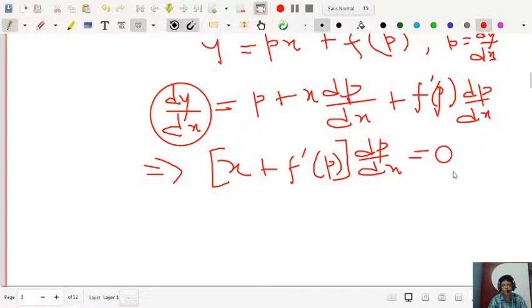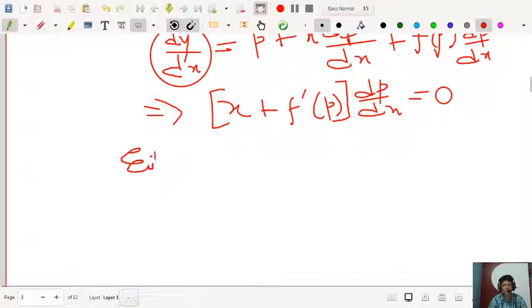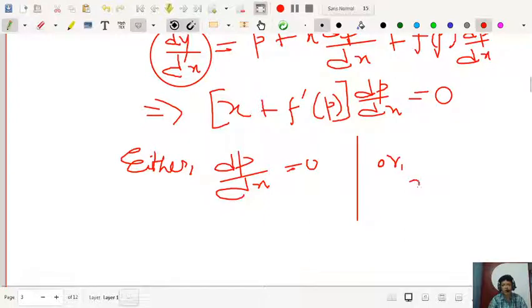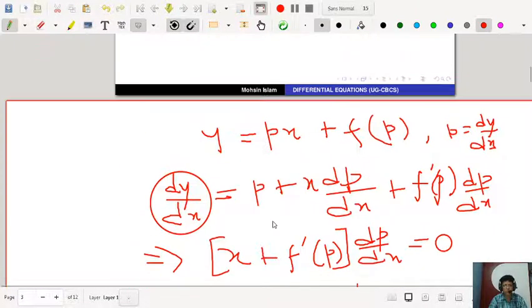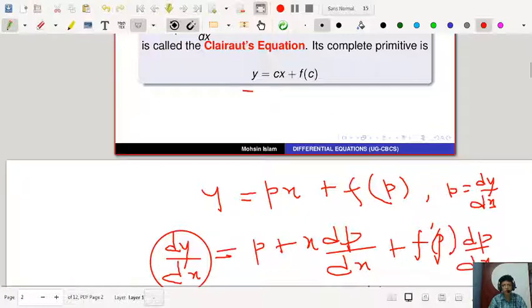So either dp/dx equal to 0 or x equal to minus f dash p. Now dp/dx equal to 0 implies p equal to constant, that is some c. If you substitute p equal to c in the equation, you will get y equal to cx plus f of c. That is the complete primitive or general solution of the equation.